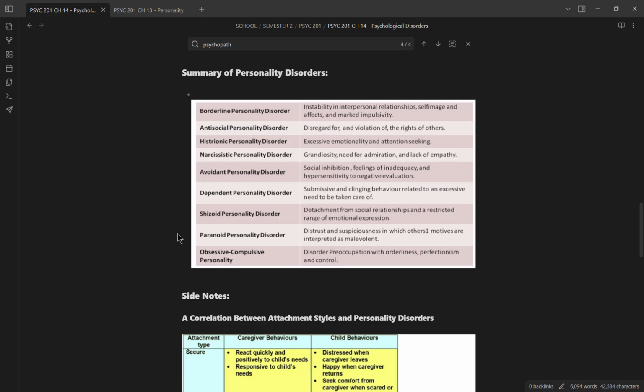This is just a quick summary of personality disorders again. Borderline is instability in personal relationships, self-image effects, and marked impulsivity. Antisocial personality disorder is disregard or violation of the rights of others. Histrionic is excessive emotionality and attention-seeking. Narcissism, grandiosity, need for admiration, lack of empathy. Avoidant, right? Social inhibition, feelings of inadequacy, hypersensitivity. Dependent personality disorder, submission and clinging behavior related to an excessive need to be taken care of. Schizoid, detachment from social relationships and a restricted range of emotions. Paranoid, distrust and suspiciousness of others, whose motives are interpreted as malevolent. And obsessive-compulsive, right? This is a disorder preoccupied with orderliness, perfectionism, and control.